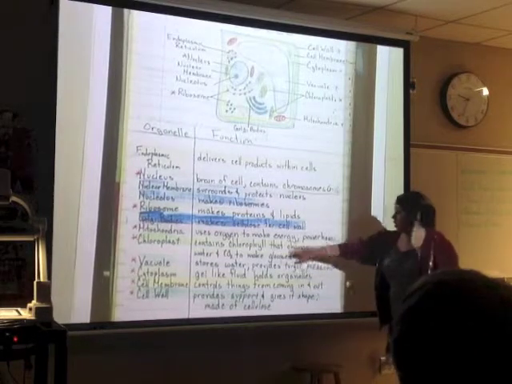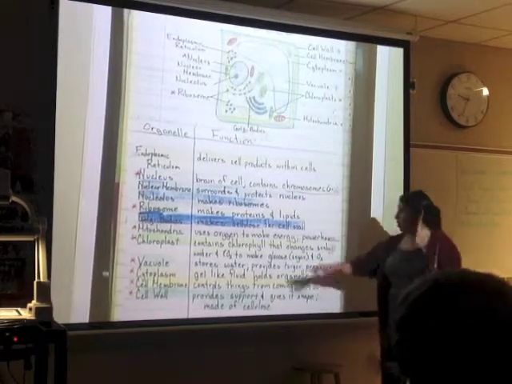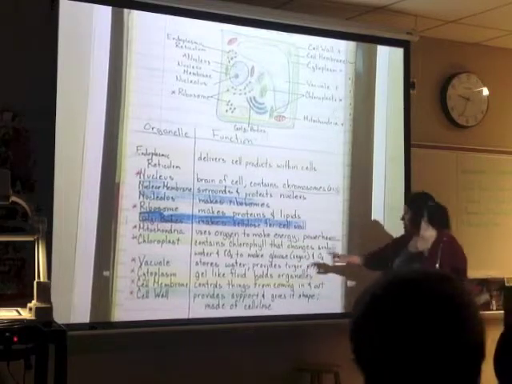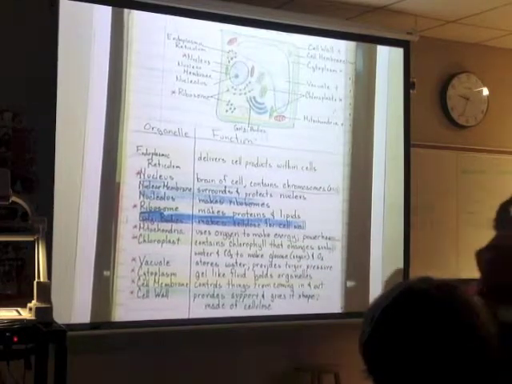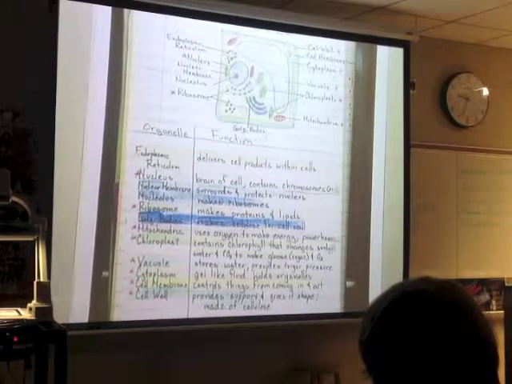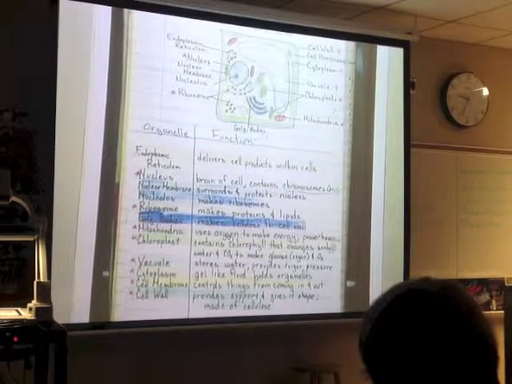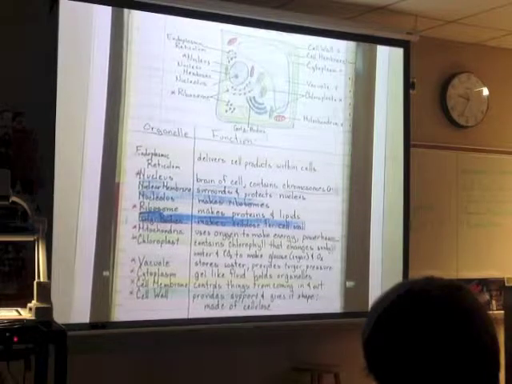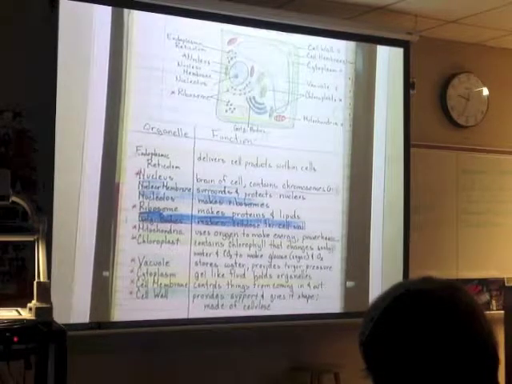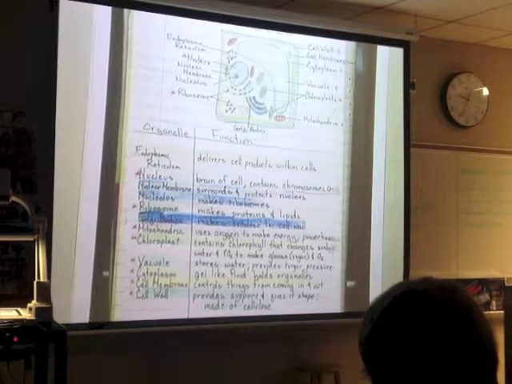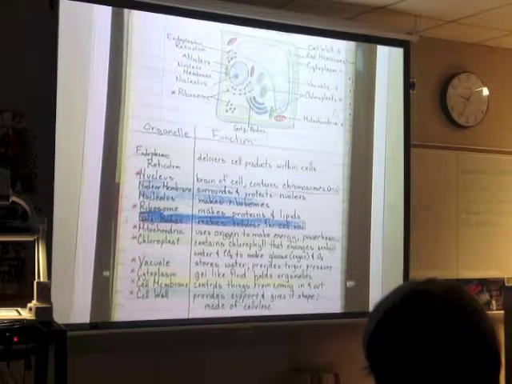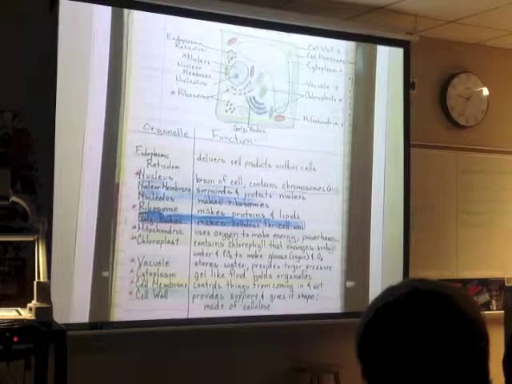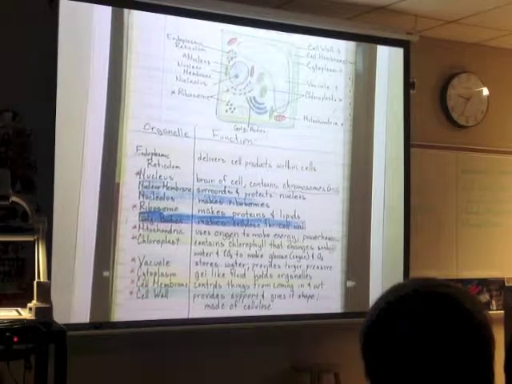Chloroplast contains chlorophyll that changes sunlight, water, and carbon dioxide into glucose and O2. So that's a big one, but what can you think about chloroplast? Make sugar. It makes sugar. What else? O2. O2, but make sugar. So it makes sugar, what type of energy? Chemical energy. So it makes chemical energy.